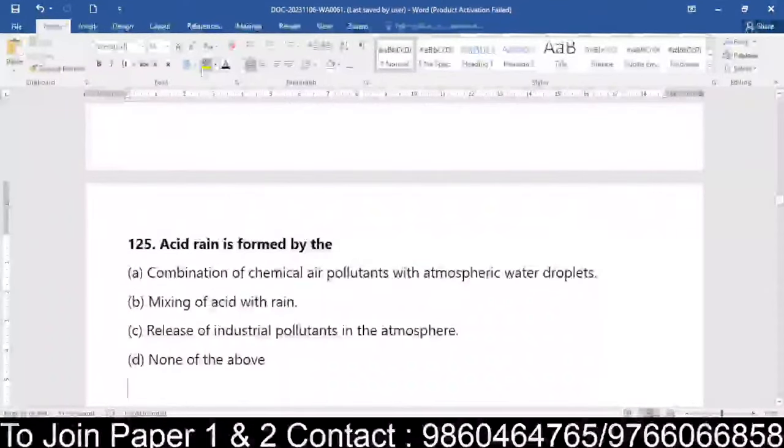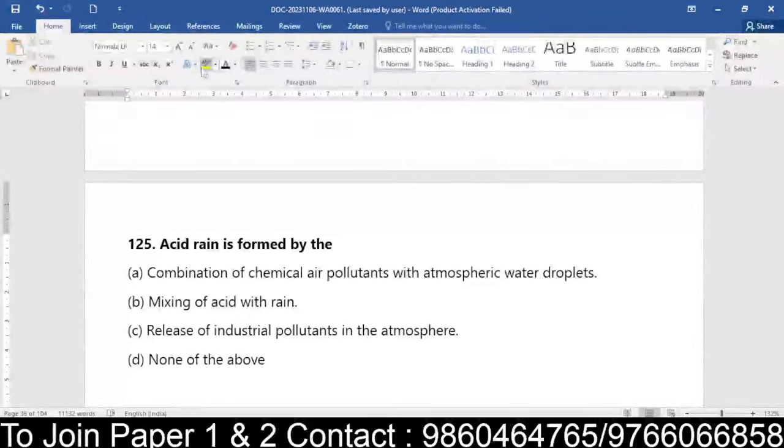Acid rain is formed by what? Combination of chemical air pollutants with atmospheric water droplets, mixing of acid with rain, release of industrial pollutants in the atmosphere, or none of the above. Which of these is acid rain formed by? Let's see.